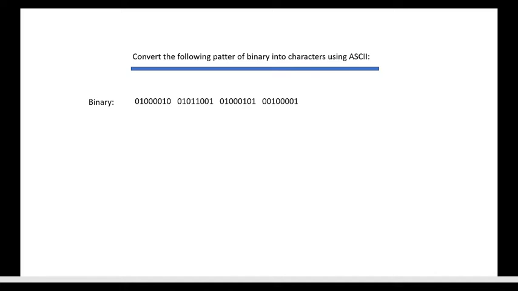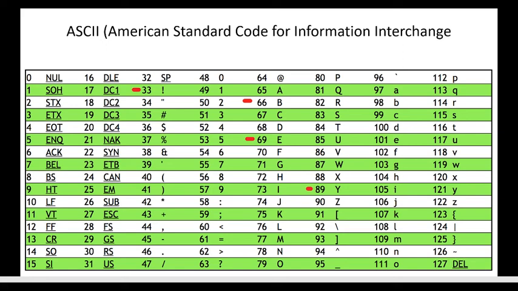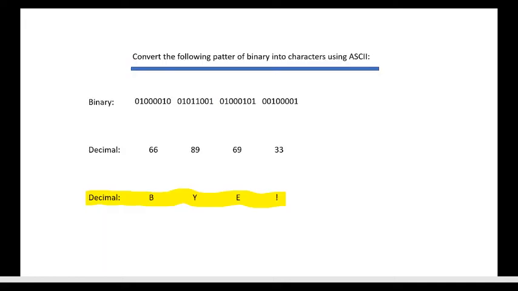And again, the easiest way to do this is to first convert the binary numbers to decimal numbers, and then we'll use the mapping on the chart. So first we convert the binary numbers to decimal, and we see that we have 66, 89, 69, and 33. And then we just look at our chart. We see that we have B is 66, Y is 89, E is 69, and 33 is this exclamation mark. And so this pattern of binary digits that we have represents the word bye in all caps with an exclamation point.